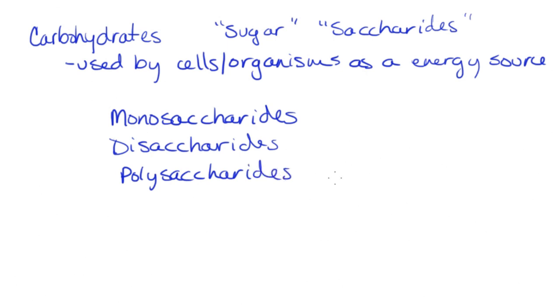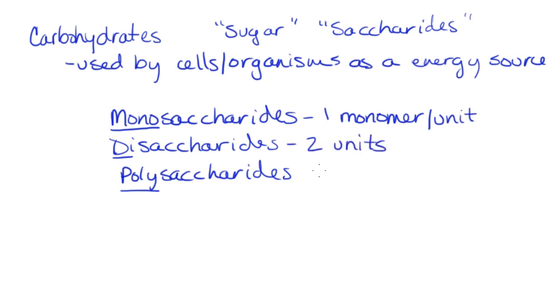With all of these, the only real difference between them is just how big they are. Hopefully you notice these prefixes here. Mono means one, di means two, and poly means many. These are terms that describe how many monomers or subunits make them up. Monosaccharides have one monomer, or again, we could call this just a unit. Disaccharides are going to have 2 units. And then the polysaccharides are going to have 3 or more units. And usually with the polysaccharides, we're really talking on the order of thousands of units.